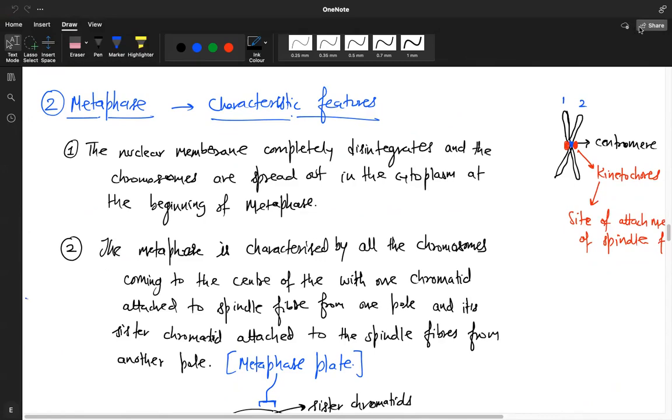At the beginning of metaphase, the nuclear membrane completely disintegrates and the chromosomes are spread out in the cytoplasm. Metaphase basically starts from the nuclear membrane completely vanishing and all the chromosomes coming out and spreading. Then from the spread form they start aligning at the center.